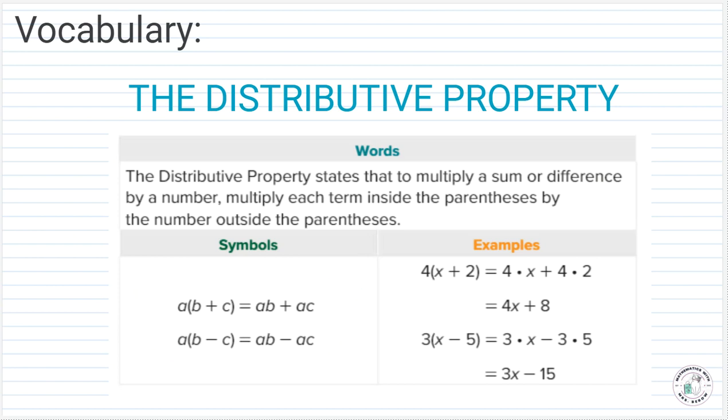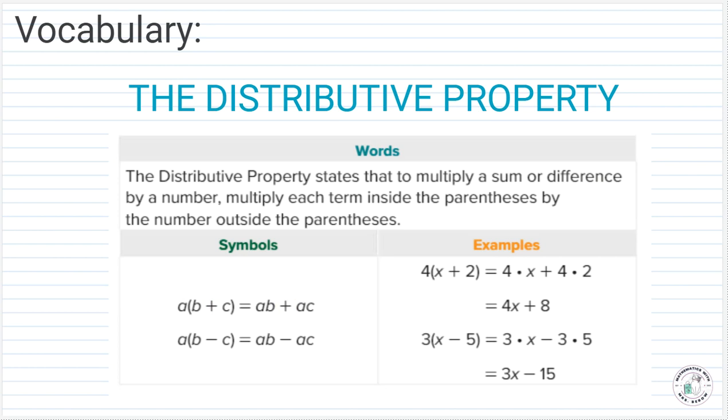So if we have A that's being multiplied by the quantity of B plus C, essentially we just do A times B, carry your plus sign over, right? So that plus sign's still in the middle, and then we do A times C. And essentially, we've simplified the expression by removing those parentheses.